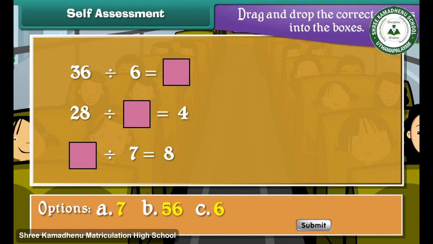Self-assessment. It is time to recall division facts. Drag and drop the correct options into the boxes.